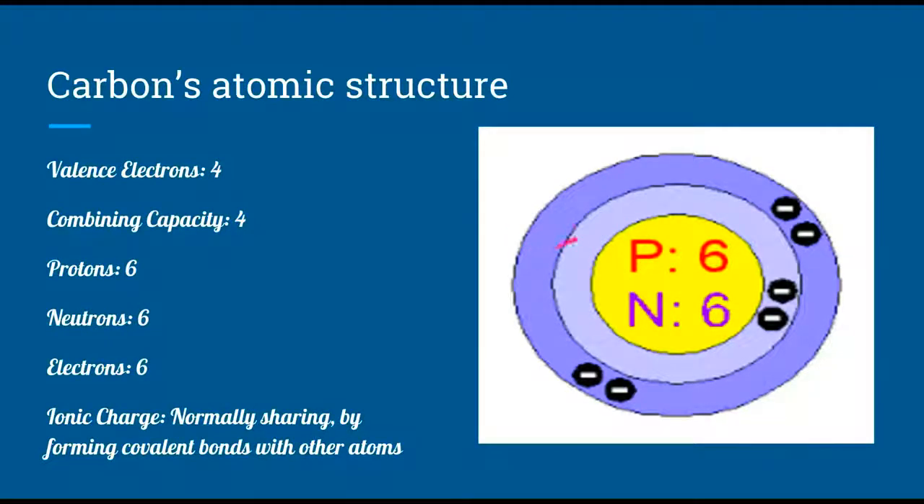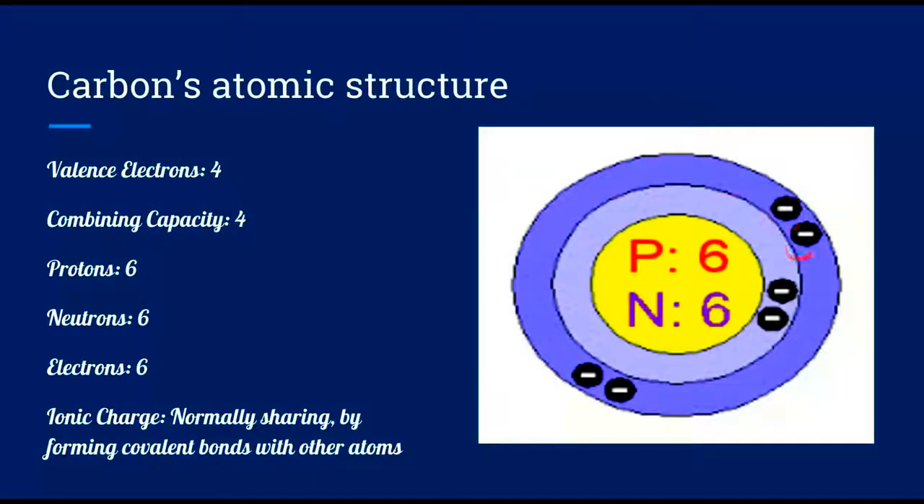It has 4 valence electrons, which means it has 4 electrons on its outer ring. It has a combining capacity of 4, which means it's missing those 4 electrons that it needs to complete its 8 set. It has 6 protons, 6 neutrons, and 6 electrons.